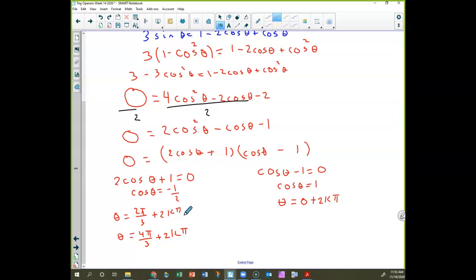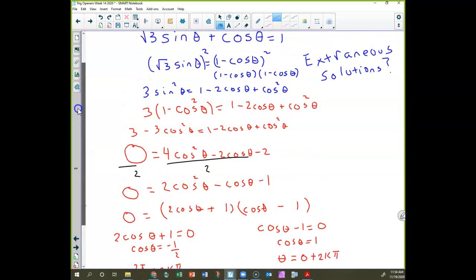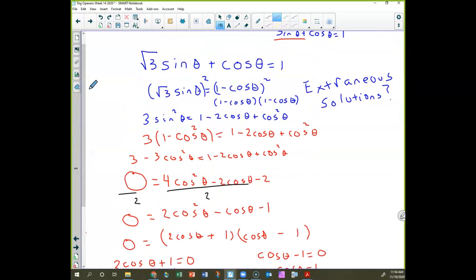Now I'm going to pause there. Are there any questions in using our Pythagorean identity, factoring, or solving what we end up with? Yes, sir. Because this is not 1 minus cosine squared. This is 1 minus cosine, that quantity squared. That's 1 minus cosine times 1 minus cosine. It's not only the cosine that's being squared there. Any other questions?